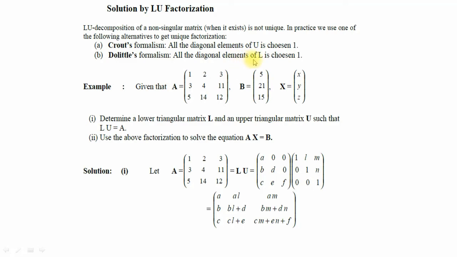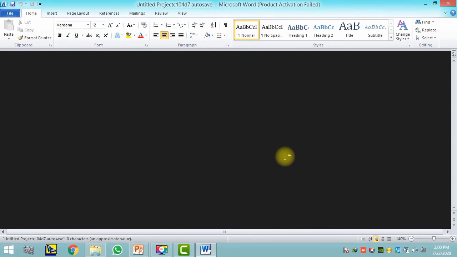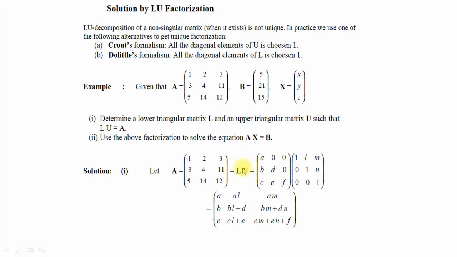If the diagonal elements of the lower triangular matrix are chosen 1, the method is called the Doolittle decomposition method. Since here I assume the diagonal elements of the upper triangular matrix are 1, this is called Crout's decomposition method. Multiplying these two matrices we obtain, in the first row, A, AL, AM, and in the second row B, BL plus D, BM plus DN, and in the third row C, CL plus E, CM plus EN plus F.